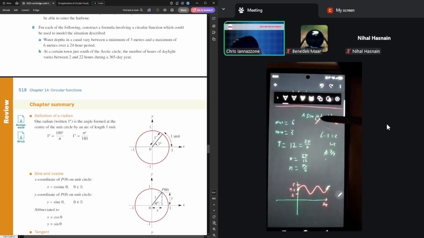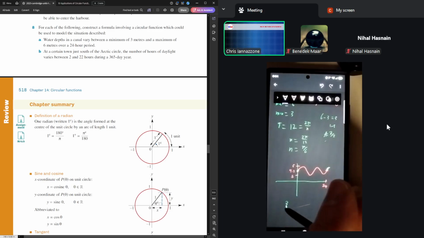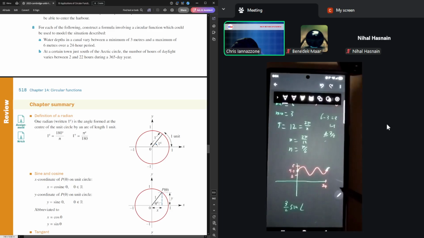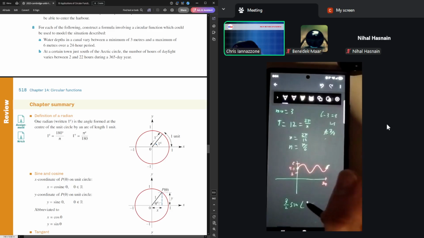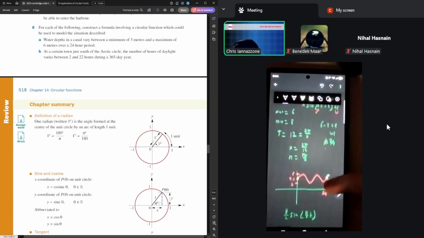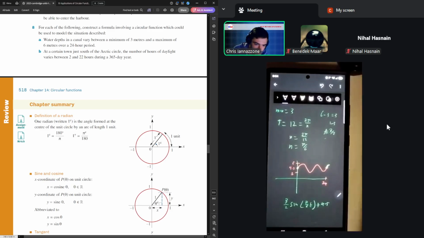So in total, when it comes to writing out the full circular function here, we're going to have 3 on 2, or 1.5 for our amplitude. Sine or cos is kind of irrelevant, at least for this one. Pi on 6 is our n, no horizontal translation, and plus 4.5, because our midline is at 4.5.